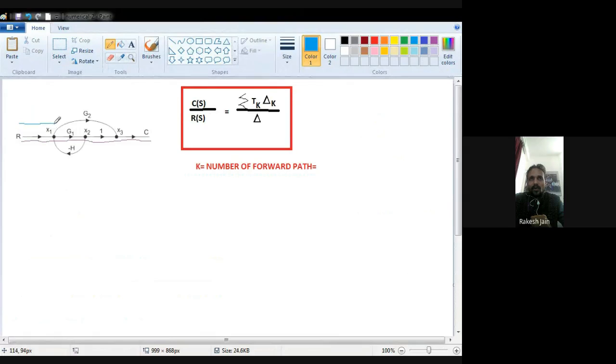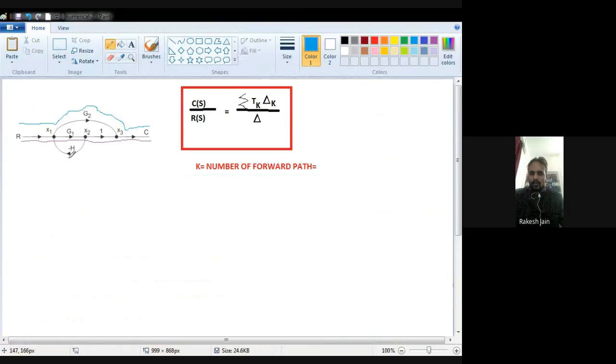Now check whether any other forward path exists or not. Let me check with this light blue color. Now see, I start from the input side, then jump from the x1 node to the x3 node, then reach the output side. Once again I find one more forward path, because I start from the input side and reach the output side without repeating any node or any branch.